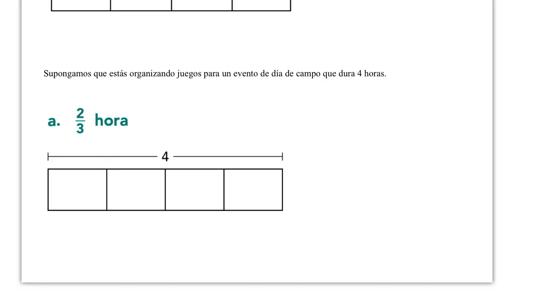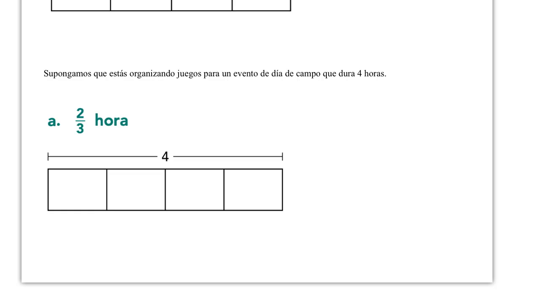Now here in this example, again, it is in Spanish. If you've seen some of the other videos, you'll see that this is straight from class. I'm just going over this example again, but in English. So it says, suppose that we're organizing games for an event for field day, and it lasts 4 hours.